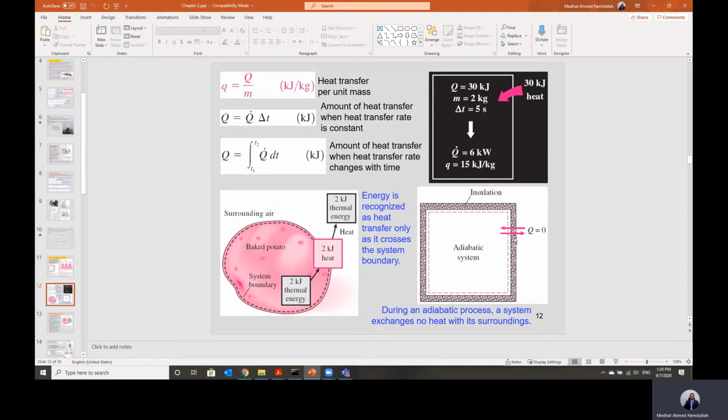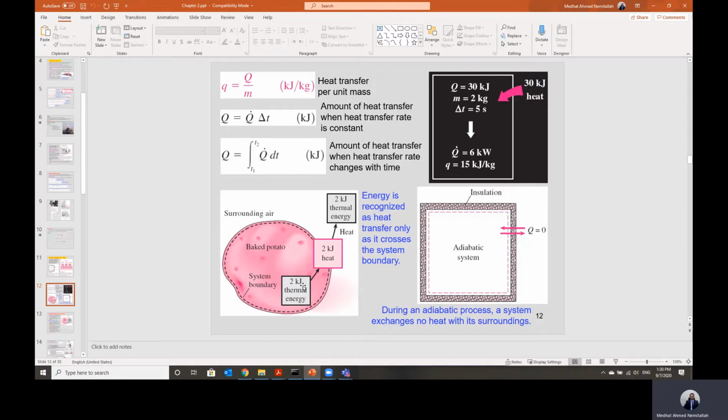If we have an adiabatic system, as we said, it means the heat transfer to this system is equal to 0. But we also have to keep in mind that heat transfer is a boundary phenomenon. Energy can only be recognized as heat at the boundary of the system. Otherwise, when it is inside the system, we call it part of the internal energy of the system. When it is transferred to the other system, we call it part of the internal energy of that system. So energy is recognized as heat only at the boundary of the system.